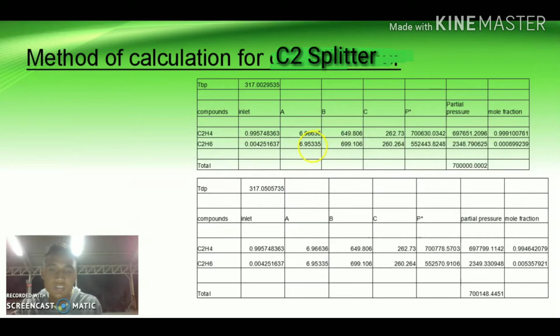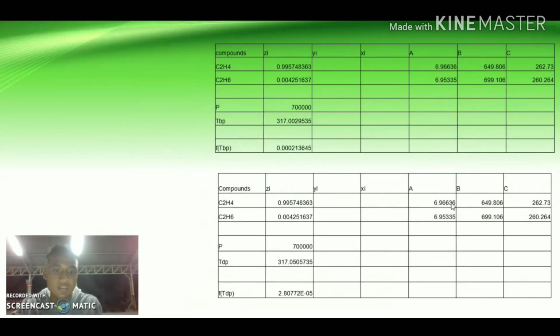The method of calculation for the C2 splitter is the same as for the demethanizer. I use TBP and TDP. For the upper product stream, I use TBP because of its low volatility, while for the lower product stream I use TDP because of its high volatility. And this is the same, I use ABC, which is the Antoine's constant.